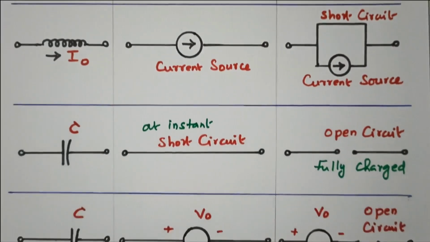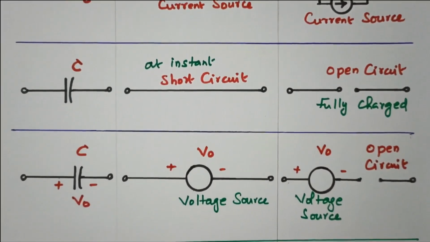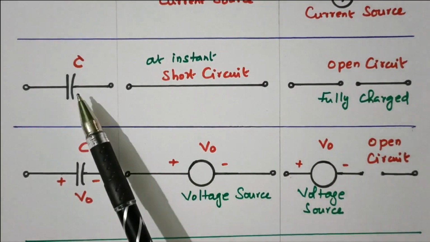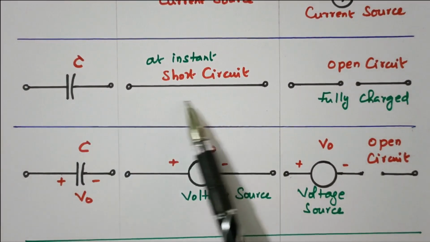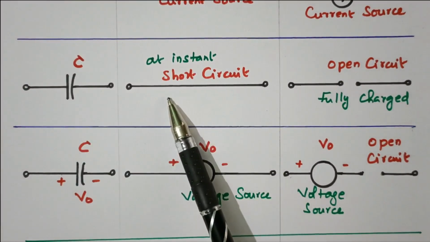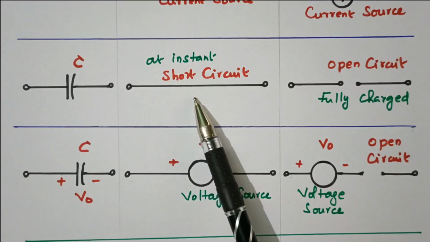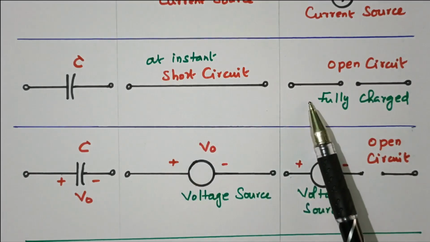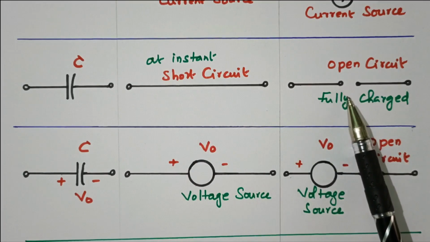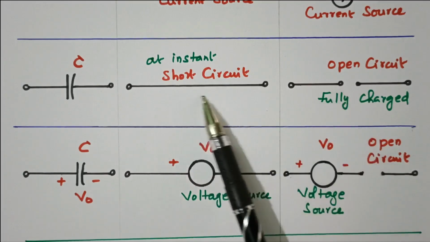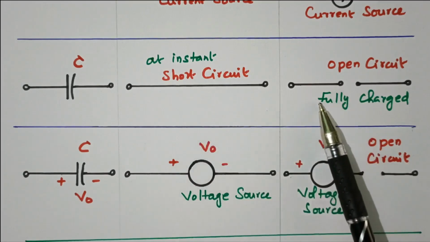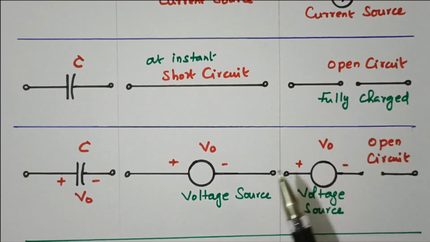Right. Now we'll go to the capacitor. Now we'll see the details about the capacitor. At the instant immediately after closing the switch, it acts as a short circuit. During charging, it acts as a short circuit. After fully charged, it acts as an open circuit.